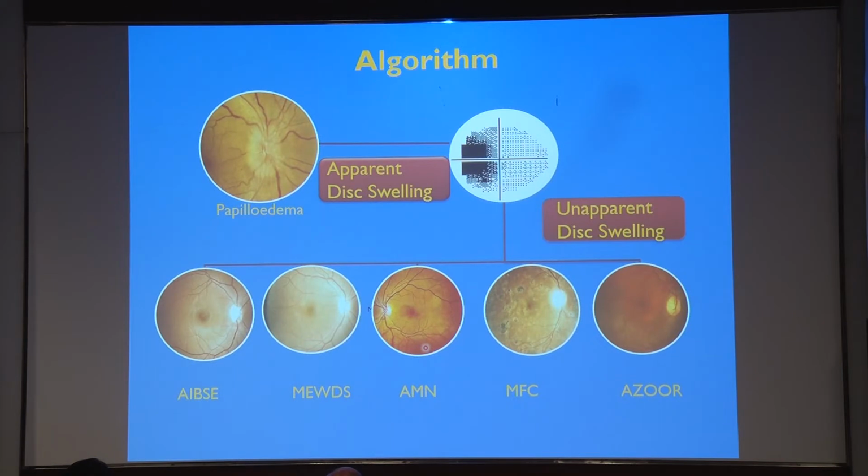When a patient has a white dot syndrome, they can also have an enlarged blind spot. An enlarged blind spot can be because of papilledema, or unapparent disc swelling without any actual disc swelling, as we can see in acute idiopathic blind spot enlargement syndrome, MEWDS, AMN, multifocal choroiditis, and AZOOR. These five are all part of the AZOOR complex.